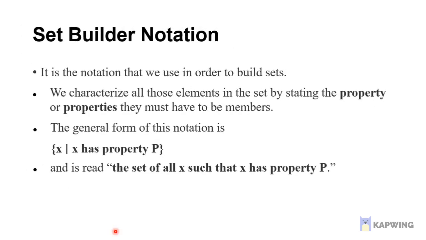Okay, the next comes the set builder notation. Before that, we have seen the roster method, and now we will see the set builder notation. It is the notation that we use in order to build the set. It contains the set of similar properties which are the members of it. So this is how we denote it: x, this x is an element, where x has a property p. So we will read it as a set of all x such that x has the property p.